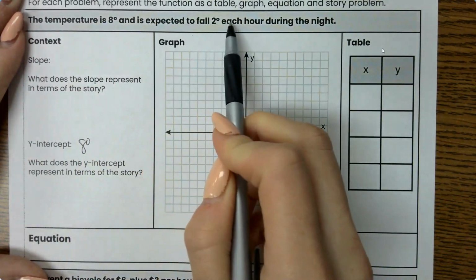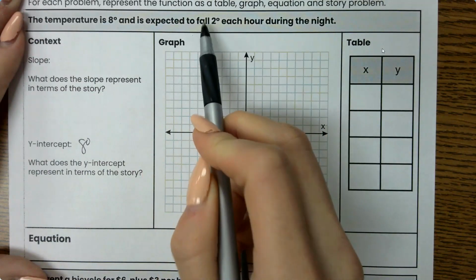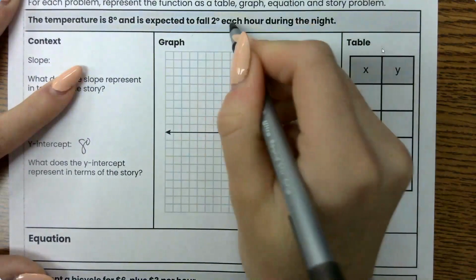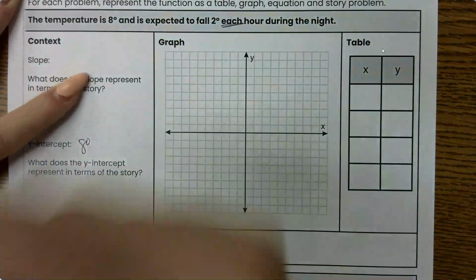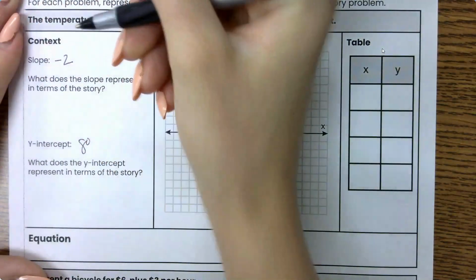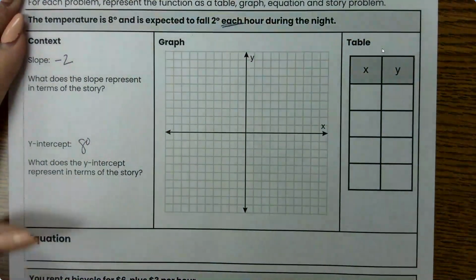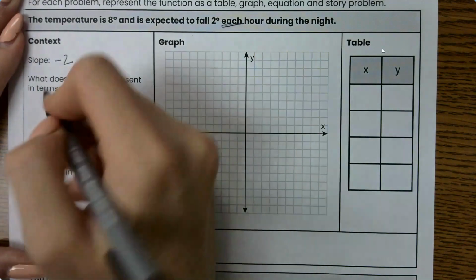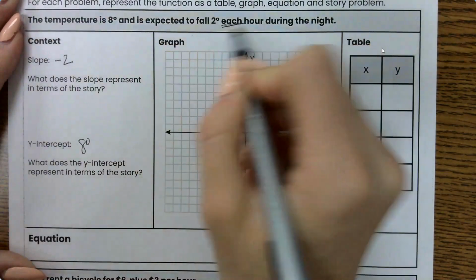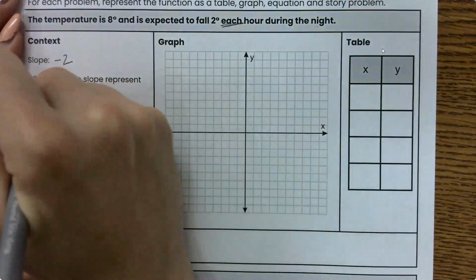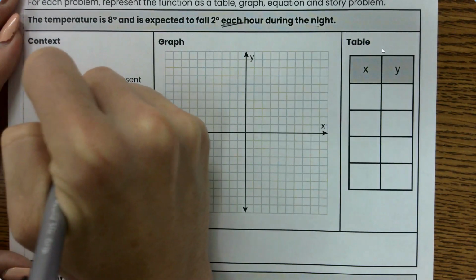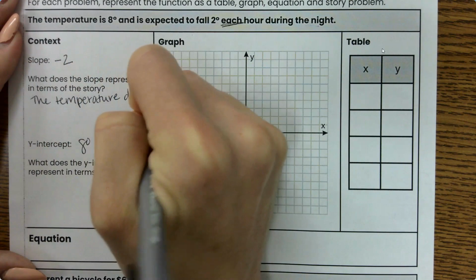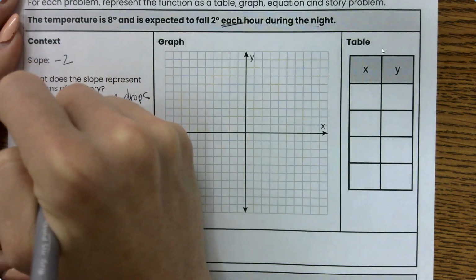When we talk about falling 2 degrees each hour, falling indicates that it's dropping. So that would be a slope, right? It's each hour. That's our keyword that shows slope. So slope is going to be -2. As far as context, it's actually kind of in the story, right? So the -2, it says the temperature is dropping 2 degrees during the night. So we would say the temperature drops 2 degrees each hour.